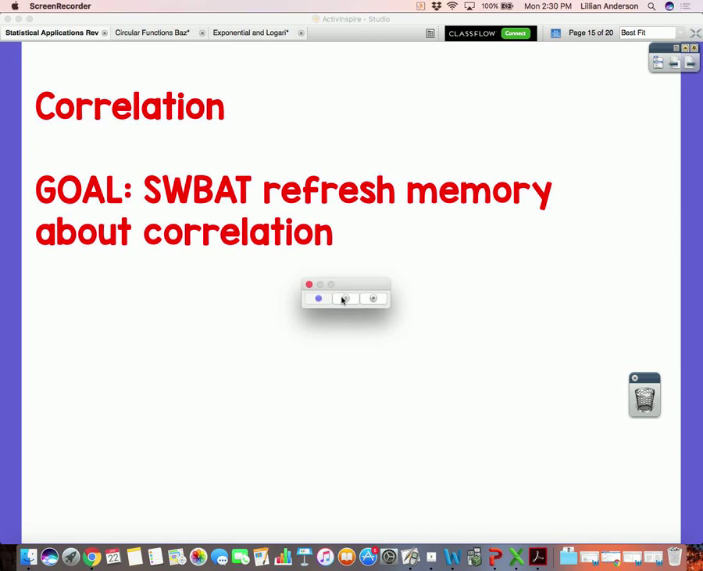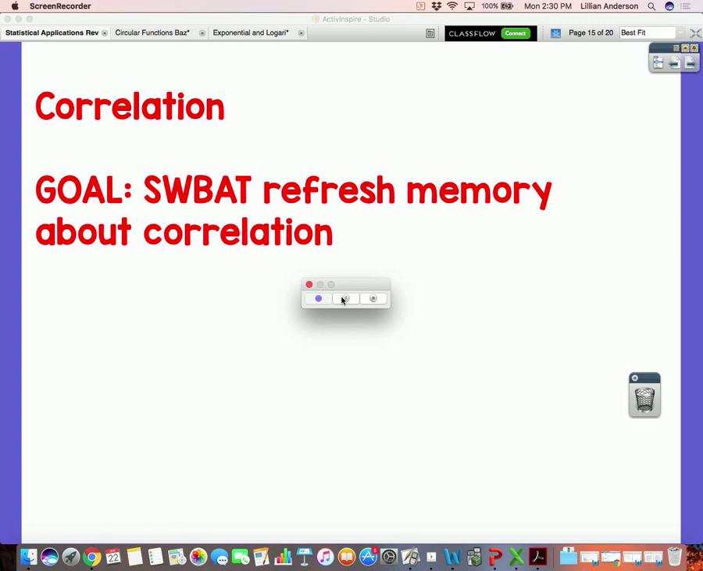We're going to refresh your memory on how to do correlation. Now, this is another process that's done in your calculator, so you will need your calculator because I want to make sure that everybody has refreshed their memory on the process, how to go about doing this. So please have your calculator out. And we are talking about correlation.